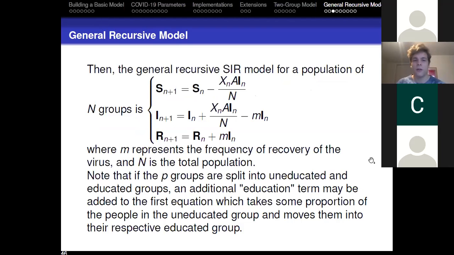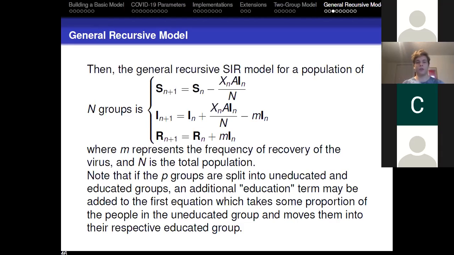And now using all of these defined values, our model can basically just follow the exact structure of the SIR model, which is a pretty nice way to split the population into different groups and still get a model that looks exactly like the simple one. And so here, the M parameter is going to represent the frequency of recovery of the virus, so basically the same as the two-group model. And then the N parameter is going to be the total population.